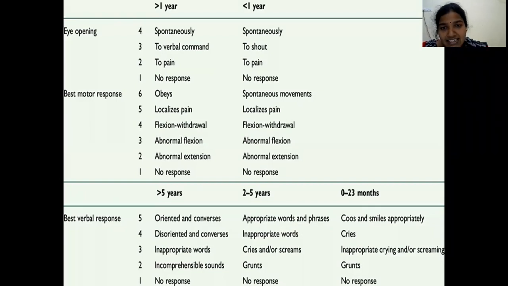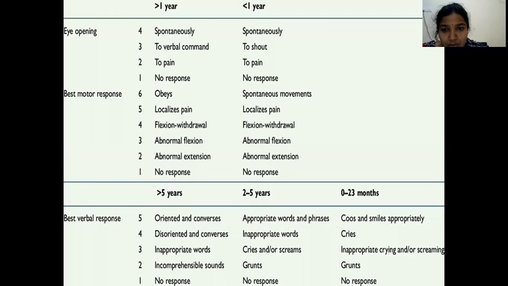So in a child less than 1 year, 1 is no response, 2 is abnormal extension, and 3 is abnormal flexion, 4 is flexion withdrawal, 5 is localizes pain, 6 is spontaneous movements. Okay. The third component is verbal response. So in verbal response, it is graded according to the age into 3 different columns.